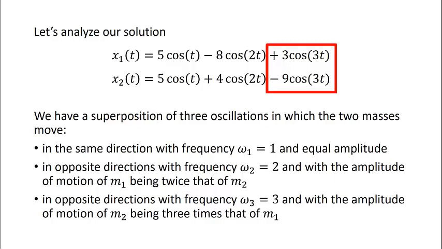Finally, they move in opposite directions with a frequency of 3 and with the amplitude of motion of mass 2 being 3 times that of mass 1. Again, they move in opposite directions because one coefficient is positive, the other is negative, and the coefficient of mass 2 is 3 times that of mass 1.